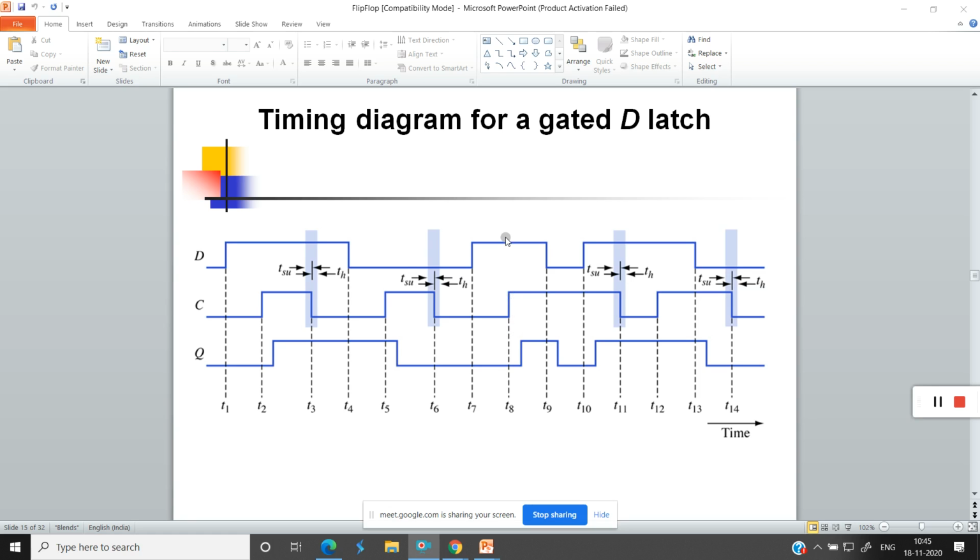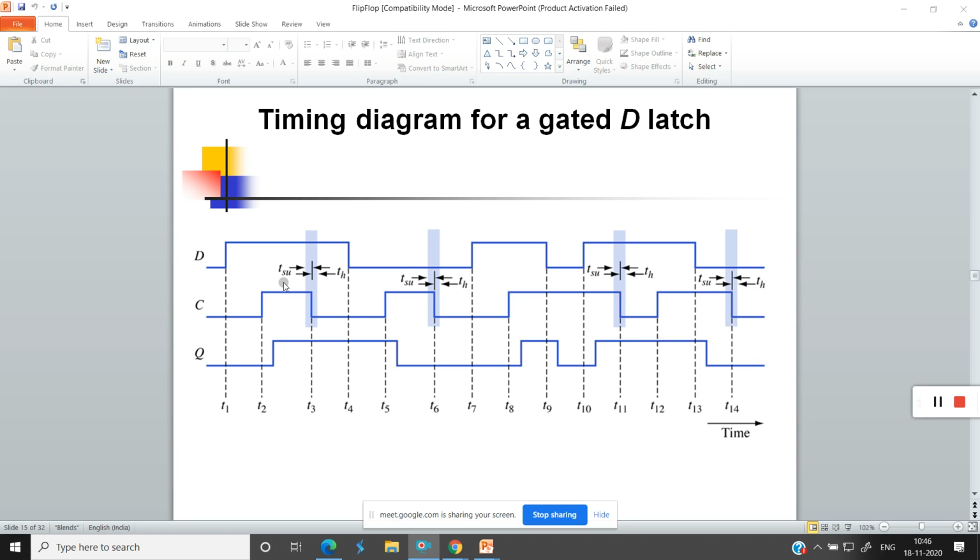When the clock becomes 1 and D is 1, it will retain the state. Now you can see here the clock is 1, D is 0, again the Q output becomes 0. So whenever the clock is 1, if there are any changes in the D input, then it will reflect on the output. Again it will retain up till the next clock signal. The next clock signal is 1 here, and here it is 1. Earlier also it was 1, now also it is 1.